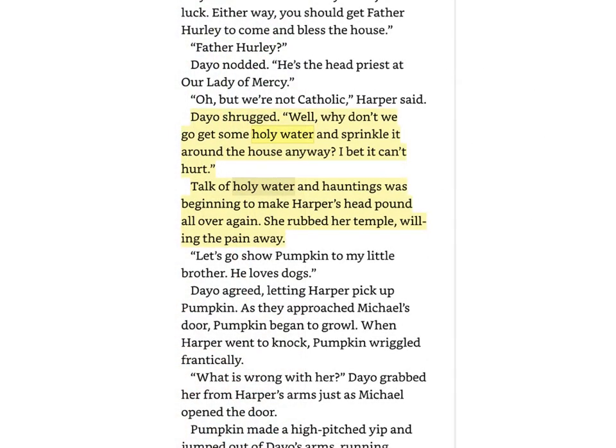Deo shrugged. Well, why don't we get some holy water and sprinkle it around the house anyway? I bet it can't hurt. The talk of holy water and hauntings was beginning to make Harper's head pound all over again. She rubbed her temple, willing the pain away.